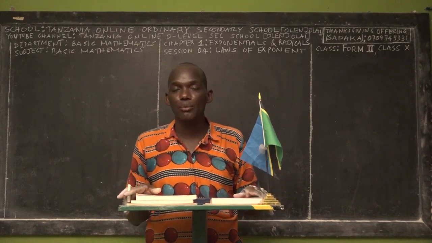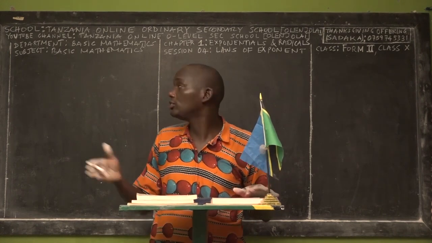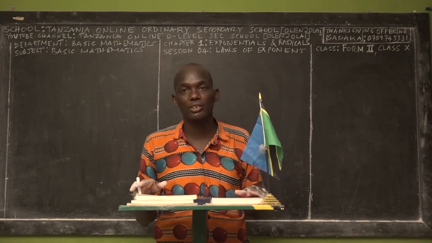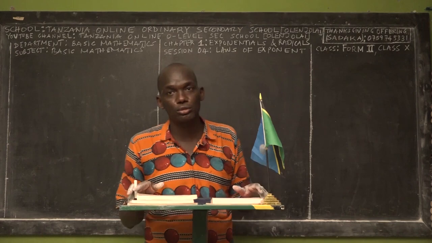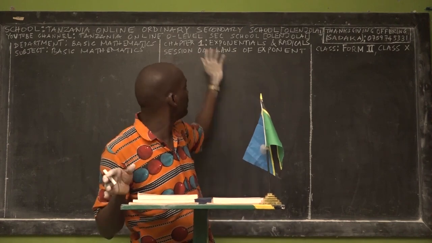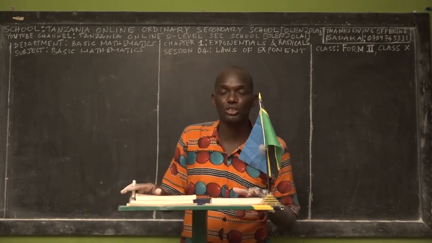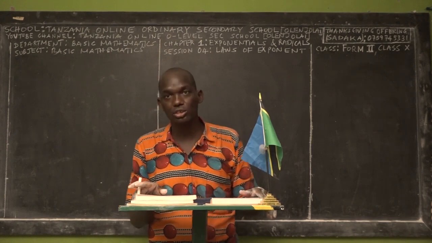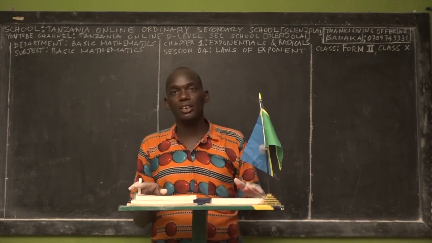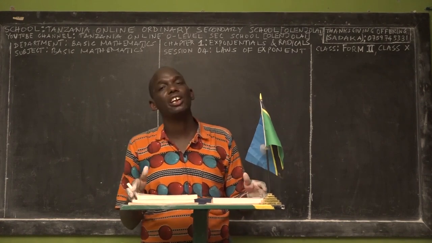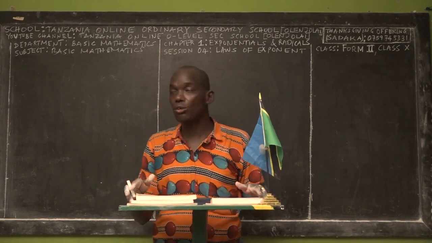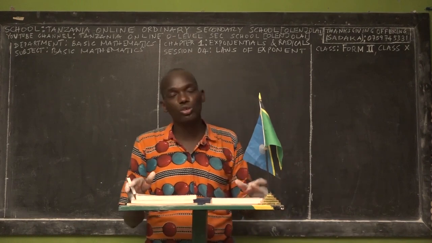I'm very happy to welcome you into this fantastic moment. We are in the Department of Basic Mathematics, and these contents are for Form 2. We are in Chapter 1, which is called Exponents and Radicals. I think you have been going through Session 1, Session 2, Session 3, and today we are in Session 4, where we are going to learn about the laws of exponents.